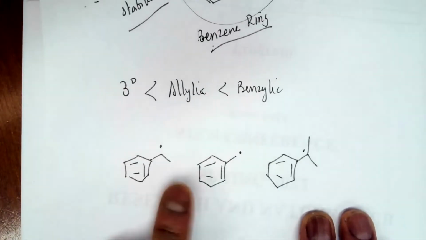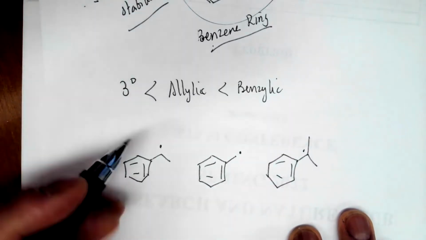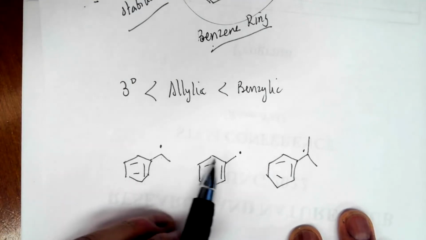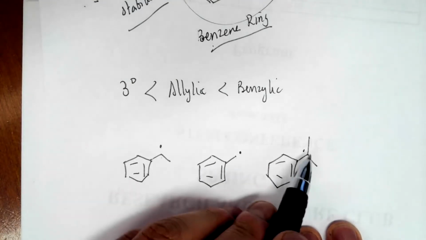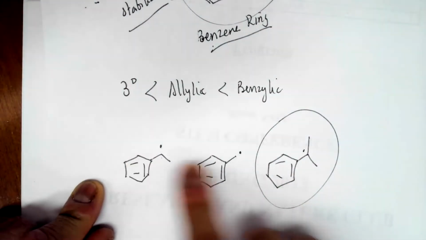You say, oh, they are all benzylic. Yes, you guys are right. They're all benzylic. But this one is a secondary benzylic. This one is a primary benzylic. And this one is a tertiary benzylic. Which one is more stable? Of course, this one. They're all benzylic, but remember, this one is the most branched.